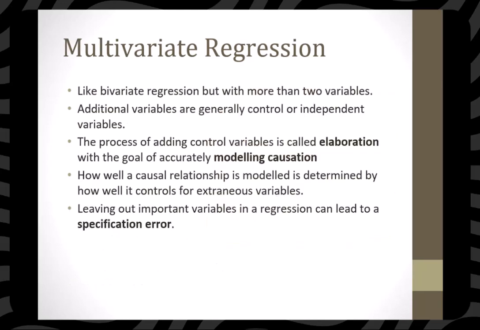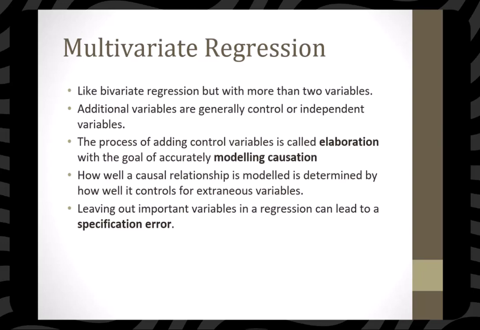if this line is correct. However, it's unusual that we only have one independent variable and one dependent variable. With a bivariate regression, we only have 2 variables. But generally, it's important to include other variables, either other control variables or other independent variables, that more accurately model causation. This process of adding these control variables is called elaboration, and again, our goal here is to accurately model causation. It's very unlikely that the only thing affecting your score or your grade in a class is the time you spent studying. There's other things, like how much sleep you got. Did you eat breakfast?